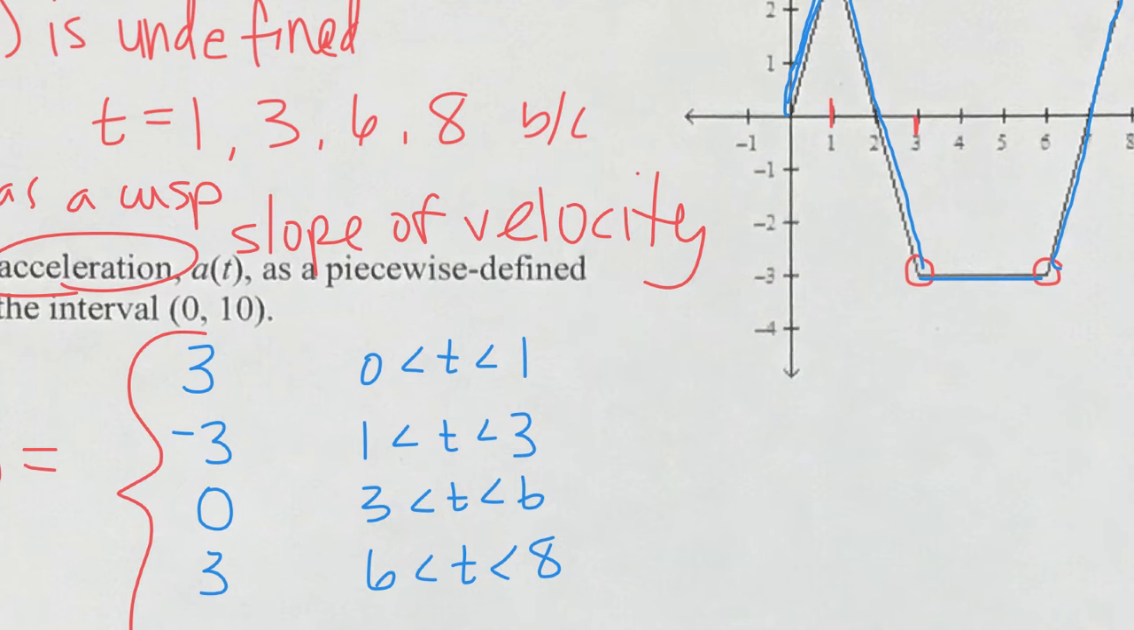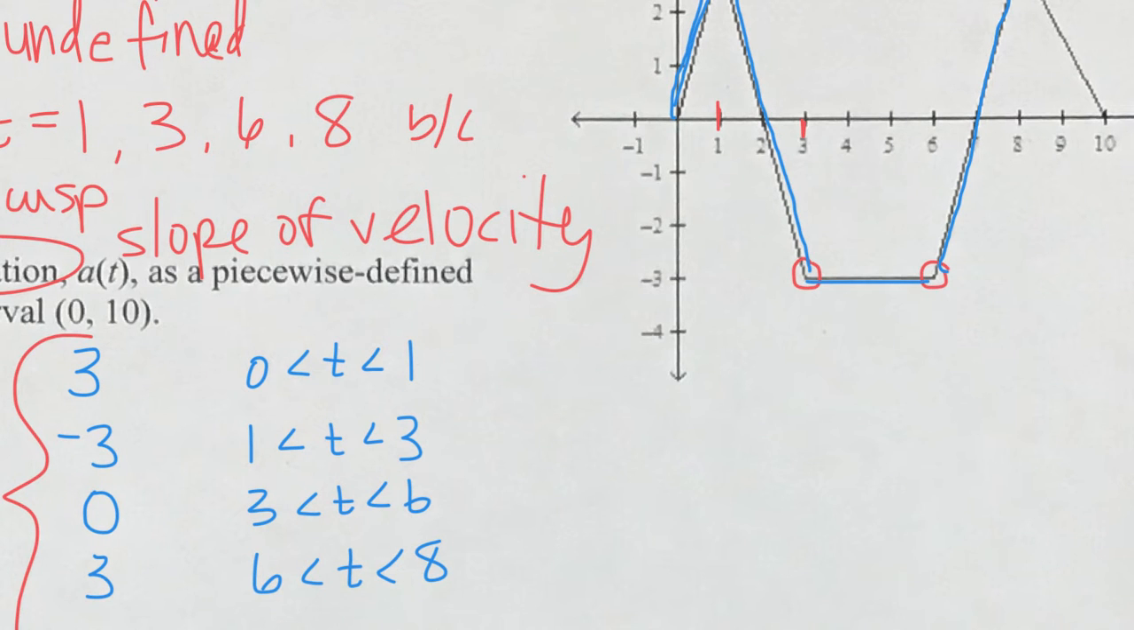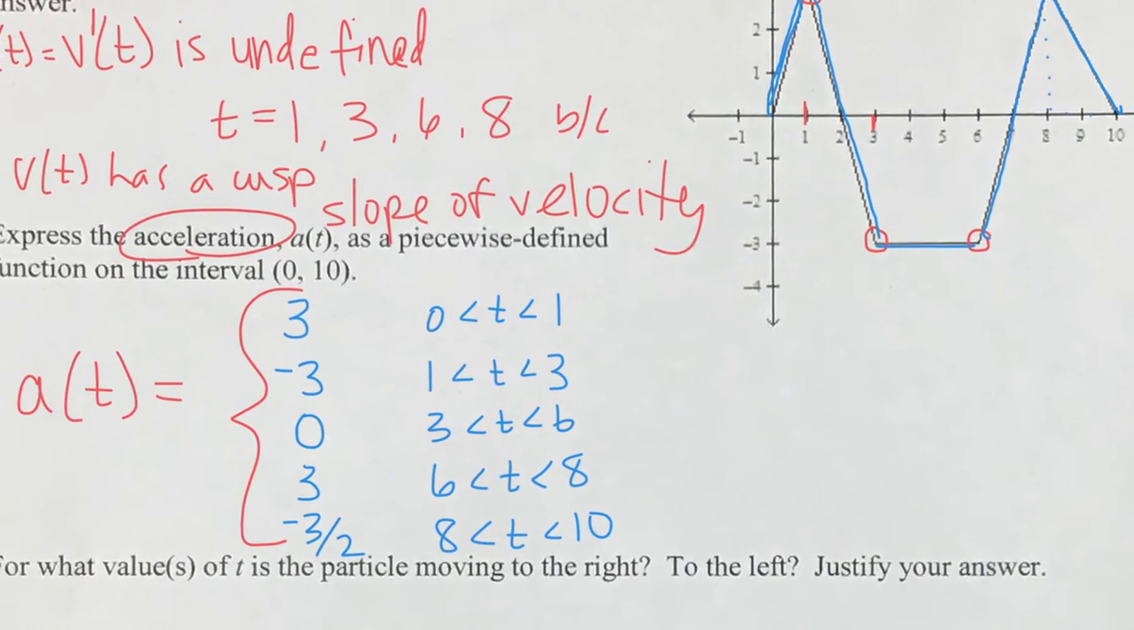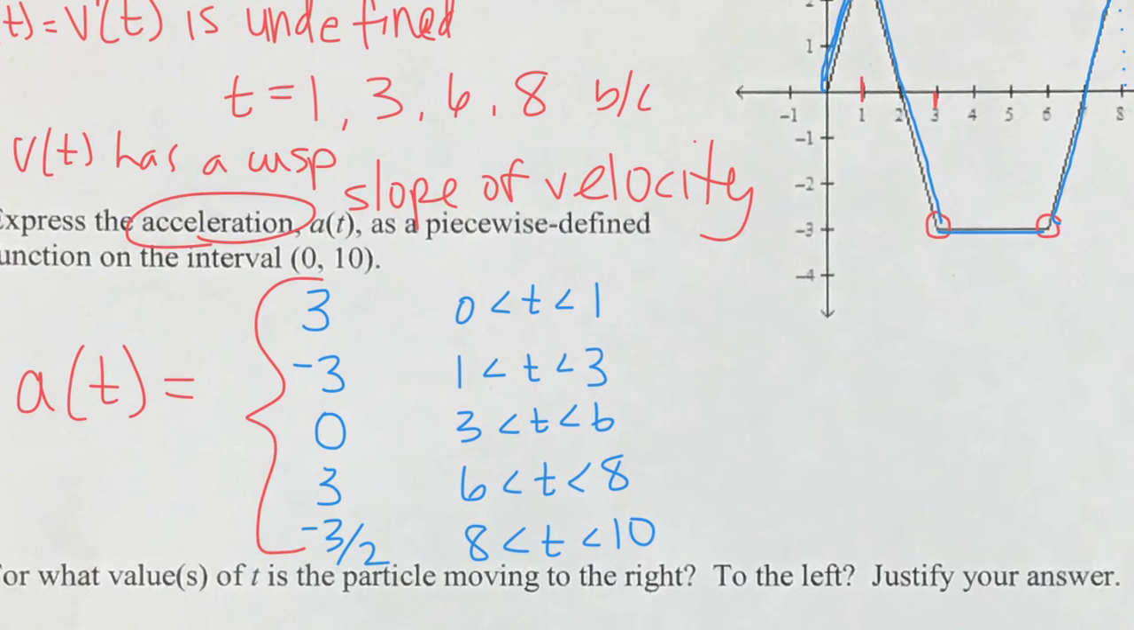So up 6 over 2. It's the same as the other one. Up 6 over 2. And then our last slope over here is down 3, right 2. So negative 3 halves between 8 and 10. So there is the piecewise function that tells us what all the slopes are. Acceleration is the slope of your velocity, so we're looking for the slope of all of those line segments.